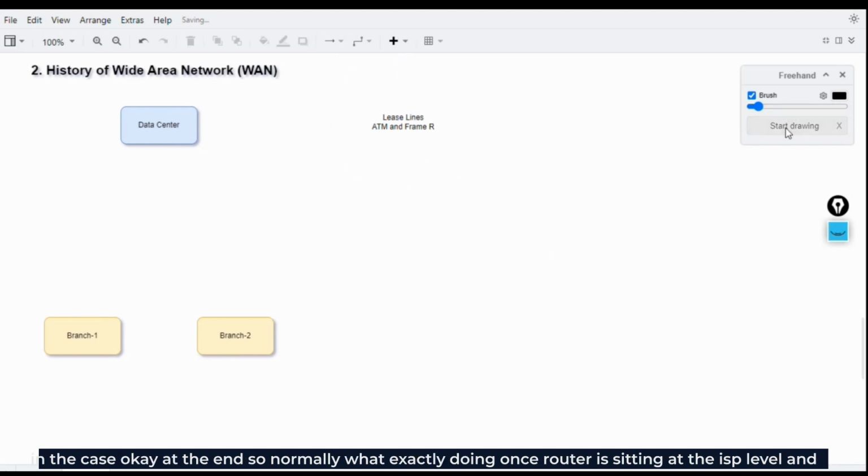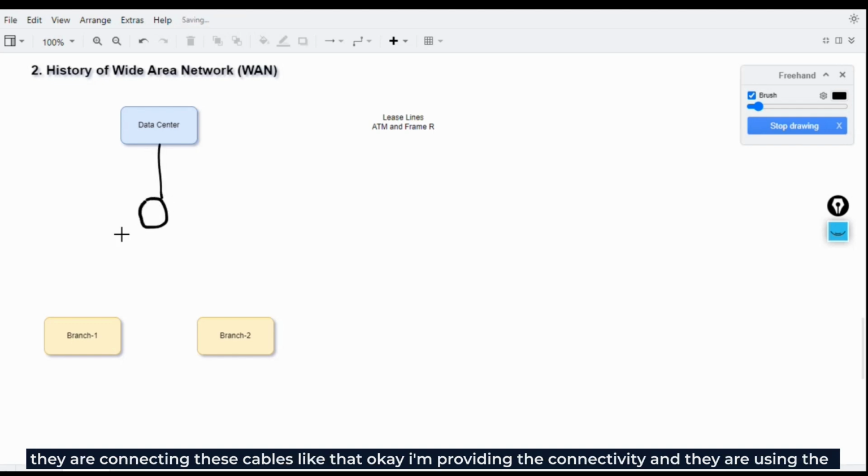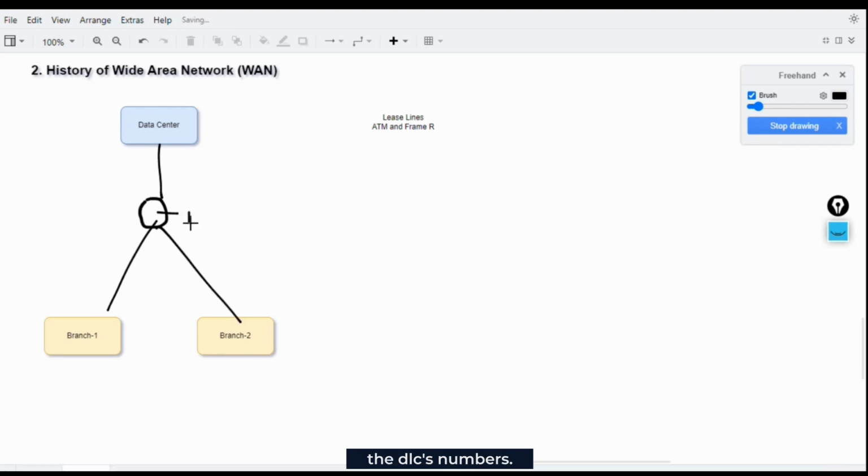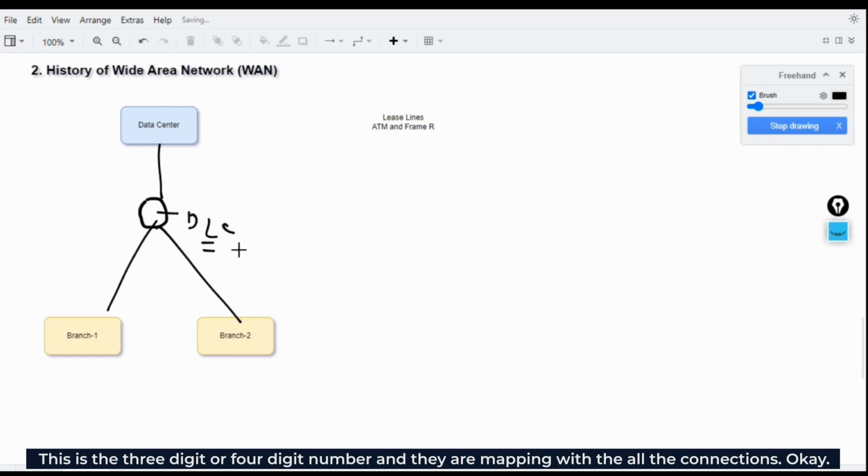In the case of ATM, a router sits at the ISP level and they connect the cables like that, providing the connectivity, and they use DLCI numbers. This is a 3-digit or 4-digit number, and they map all the connections with it. For a small system it was good, but whenever a very large infrastructure came in, it was still a problem.